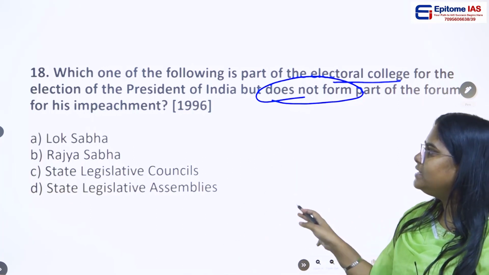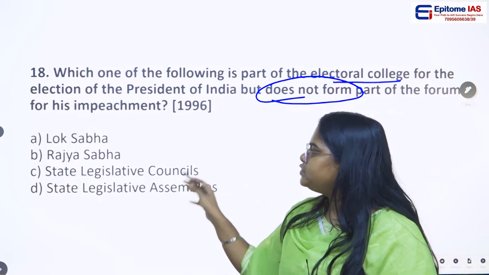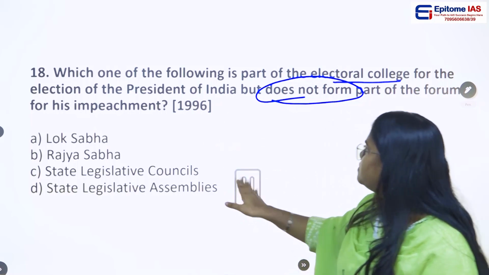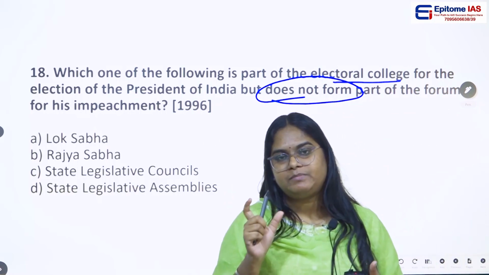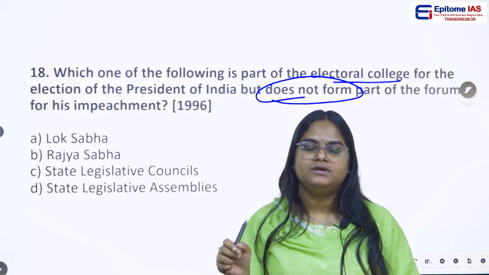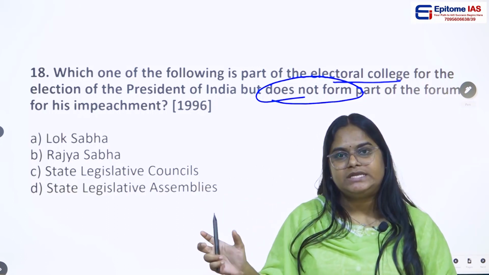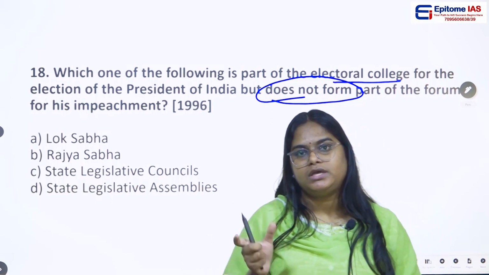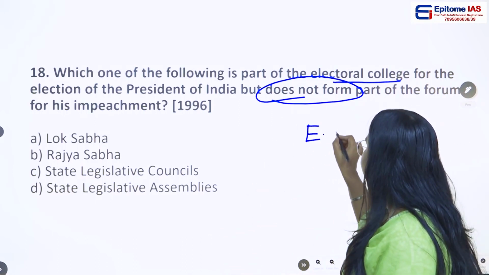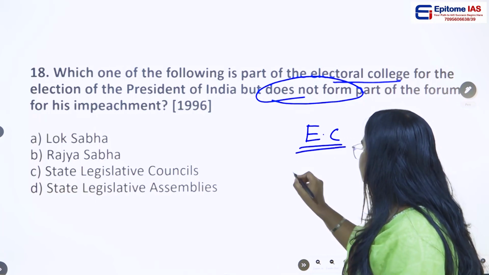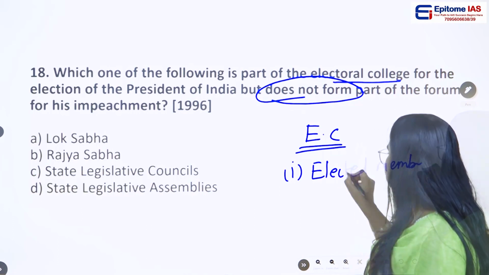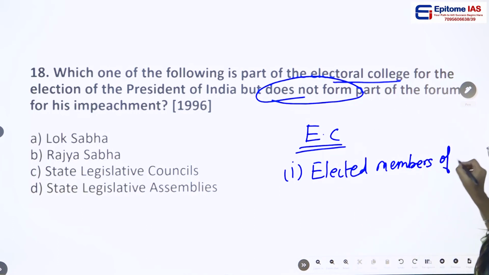If you see here, they are asking which one of these following bodies takes part in the election of the President, but is not part of the impeachment process of the President. So we already discussed the Electoral College of the President. Who are the part of the Electoral College? 1. That is, the elected members of Parliament.